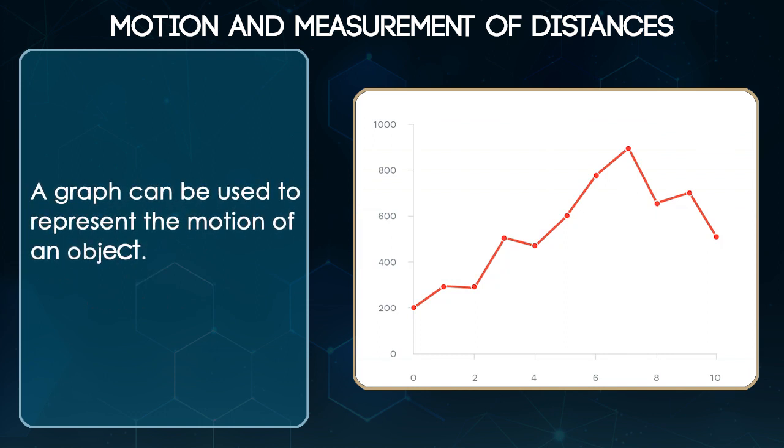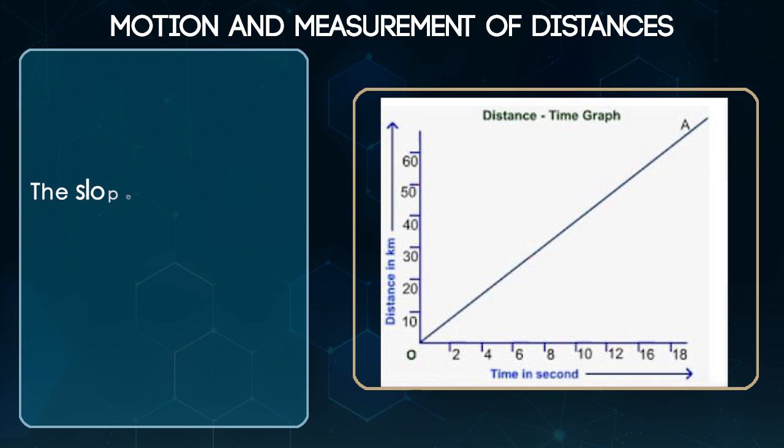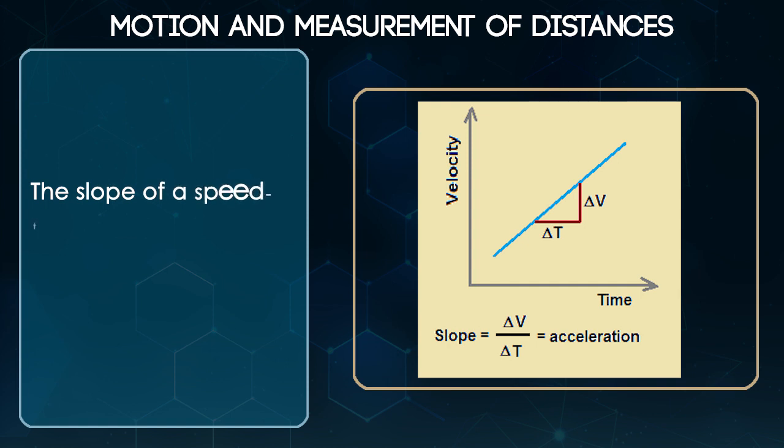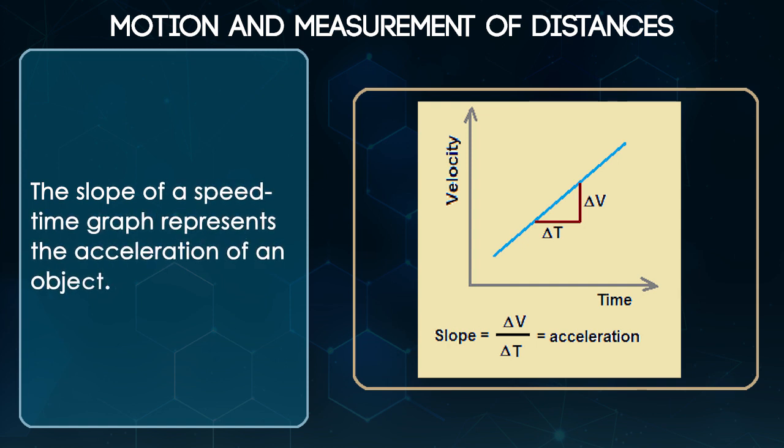A graph can be used to represent the motion of an object. The slope of a distance time graph represents the speed of an object. The slope of a speed time graph represents the acceleration of an object.